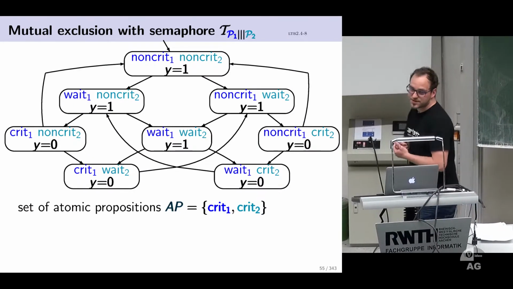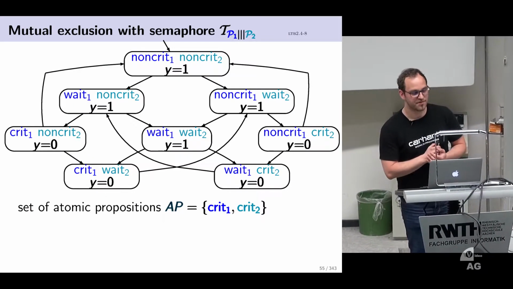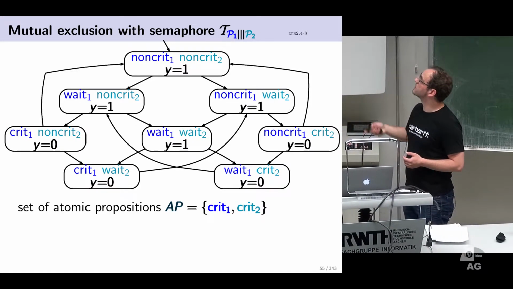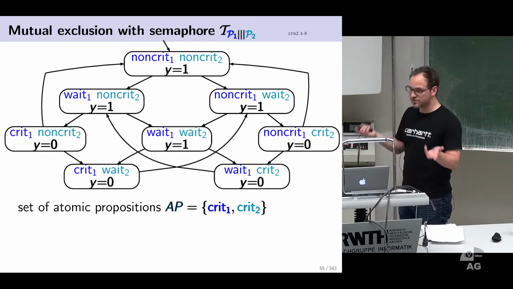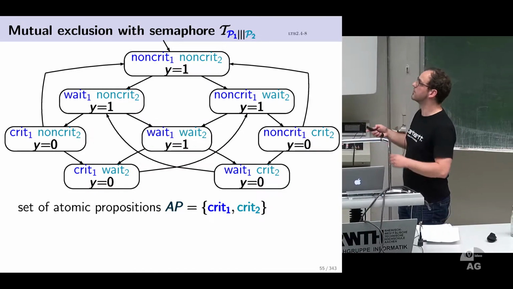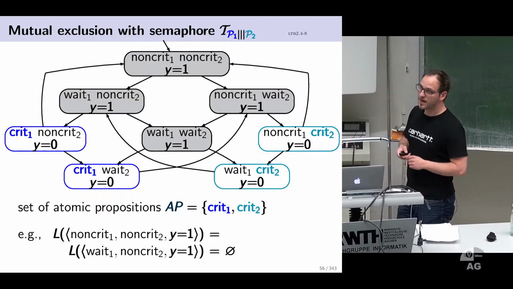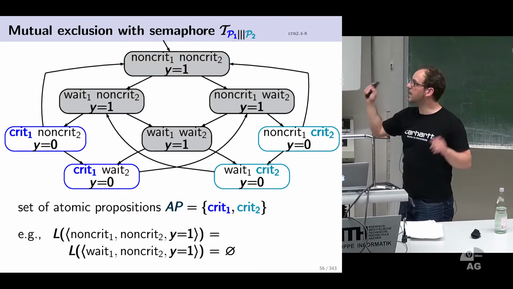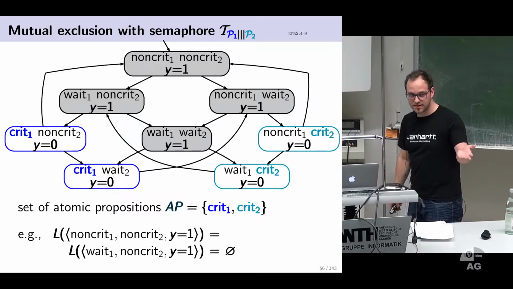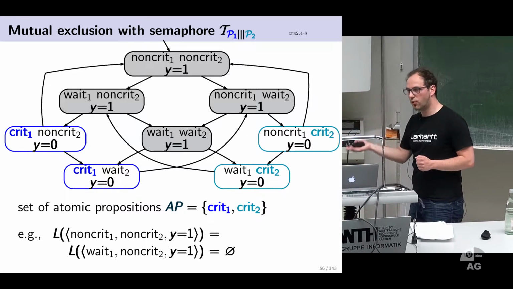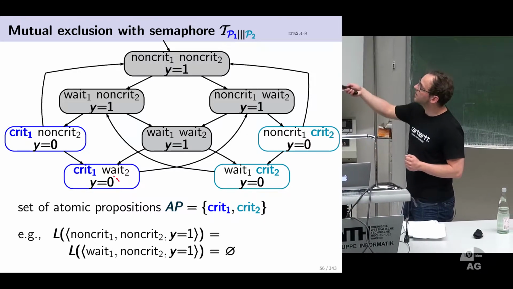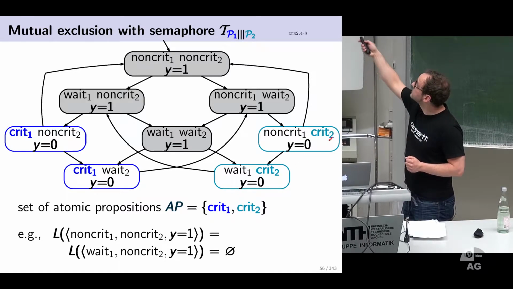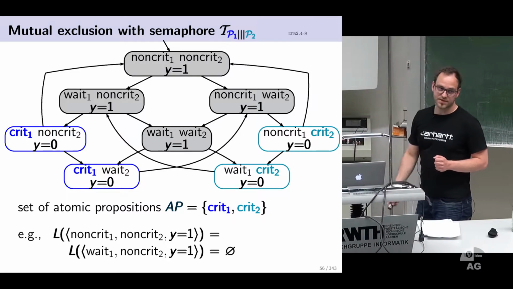Okay, let's look at the transition system of the semaphore-based mutual exclusion again. We have two atomic propositions, crit 1 and crit 2, because we're interested in whether this algorithm establishes mutual exclusion. And then the labeling is graphically represented like this. All the states up here don't have any label, because neither process 1 nor process 2 is in the critical section. Here we have process 1 in the critical section, and symmetrically we have process 2 in the critical section over here.